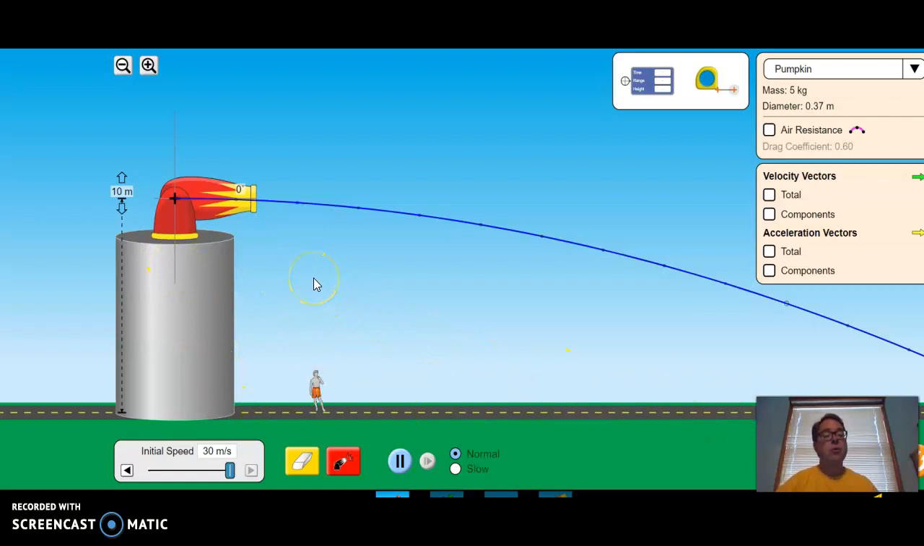But this brings up a good question. Imagine if we could speed up this cannon, could launch something so fast that it goes farther and farther and farther around the Earth. Because the Earth is round, could it fire something so fast that it goes all the way around before it hits the ground? And the answer is yes, that's possible. And in fact, that's called an orbital speed.